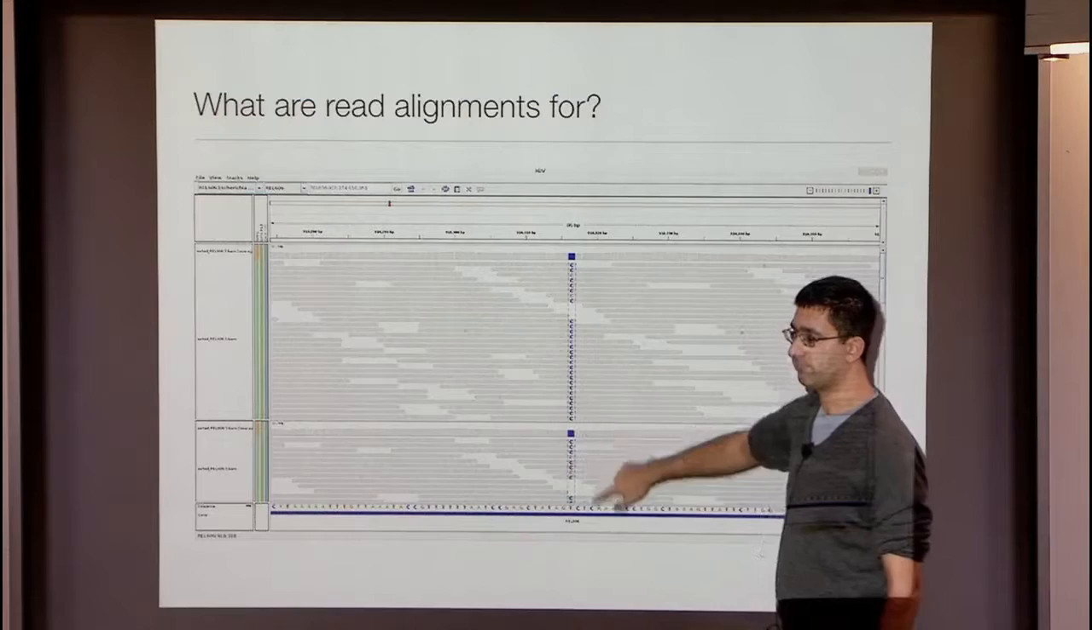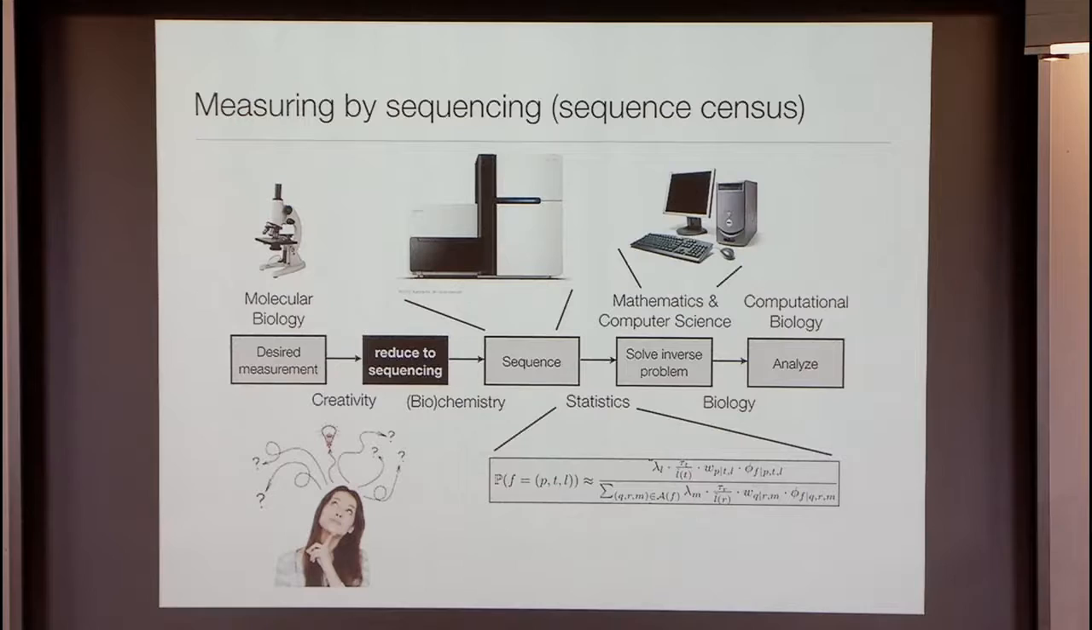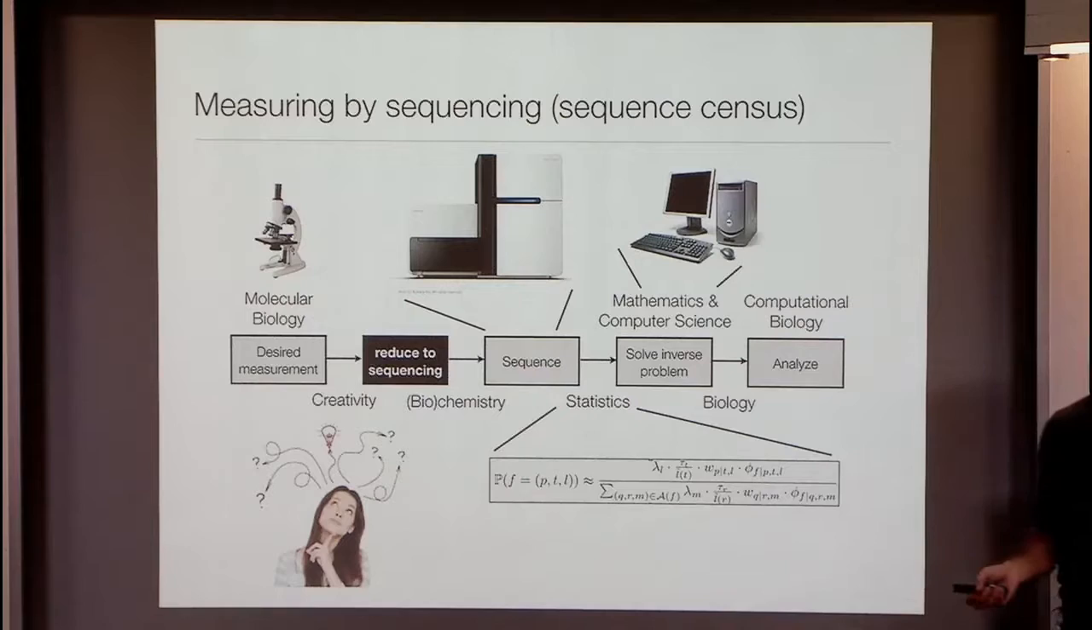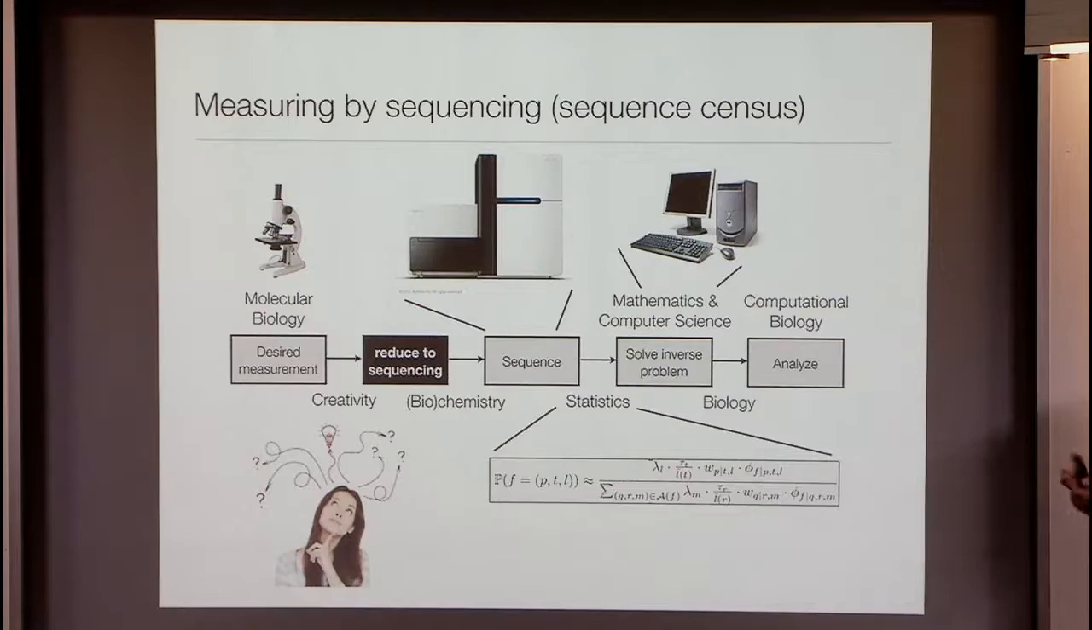Okay? But another thing that people try to do with read alignments, and in fact, by far has become the most widely used, most common thing to do with read alignments, is to count. And so there's a whole bunch of new assays where you'd like to measure something and count it. And in order to do that, you sequence. Now how do you do that? So the kind of reduction: you'd like to measure something, you do some biochemistry, and you make DNA sequences that if you were to sequence them and count how many of the different types you got, you can go and figure your measurement back.